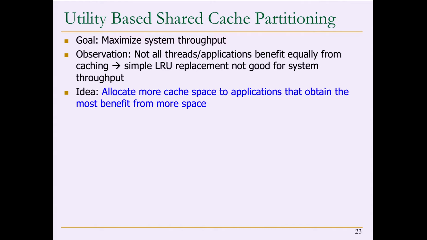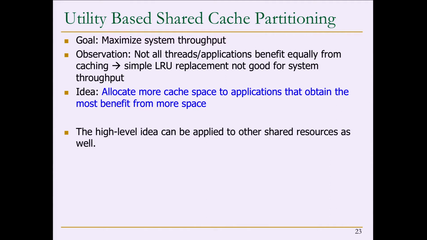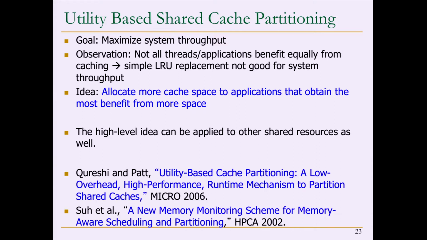So the application that gets the higher marginal utility from an extra cache block, you allocate the cache block to that application. The key question is, how do you determine who gets more benefit? And how do you define benefits? Right. And the high-level idea actually can be applied to other shared resources as well. It's really a utility-based mechanism. And these are the papers that actually talked about this idea. This paper proposed an implementable mechanism, and this paper has an earlier mechanism that's a little bit difficult to implement.